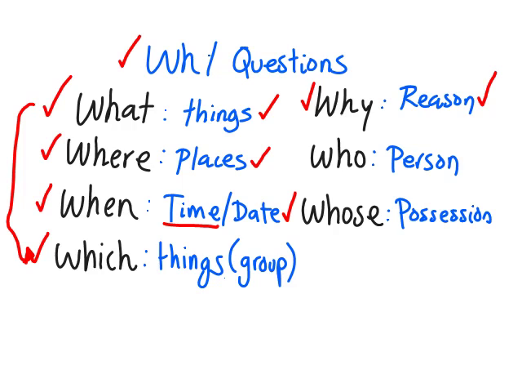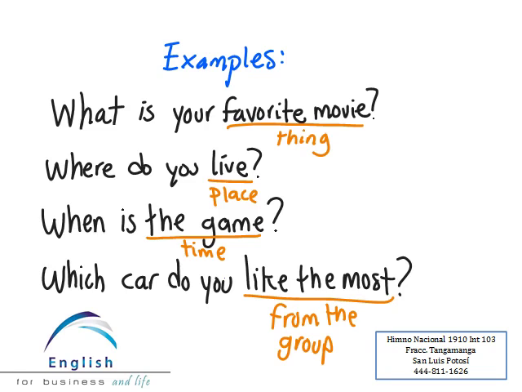And then we have who, for when you want to ask for a person, like who is that person? Who are you? Who is the president? Etc. Okay, we also have whose, very similar to who, but in this case we're asking for possession. Whose car is that? Whose book does this belong to? Let's give some examples. We have some examples here with each of them.